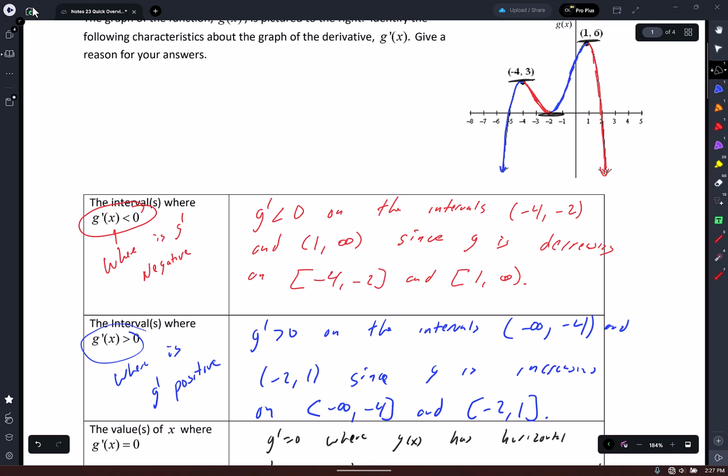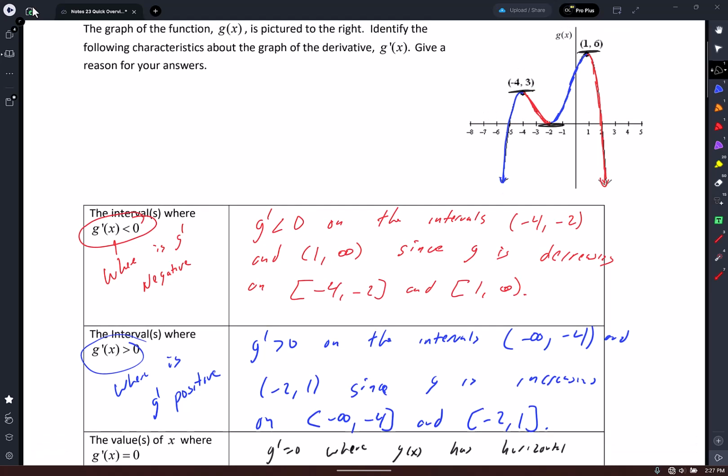All right, in conclusion, look what happens, guys, which you already know. Look at that blue, look at that red. That blue is g prime positive, that red is g prime negative. What happens to g when g prime goes from positive to negative? G has a max. What happens to g when g prime goes from negative to positive? A min. That's what we're going to conclude right here.